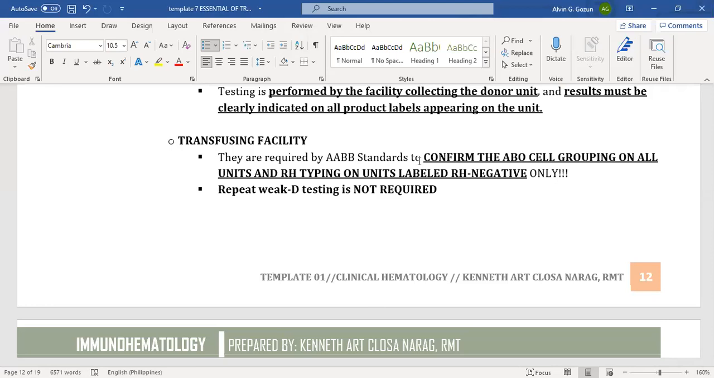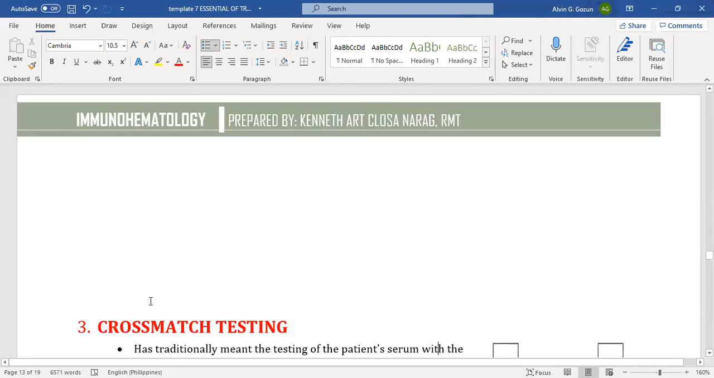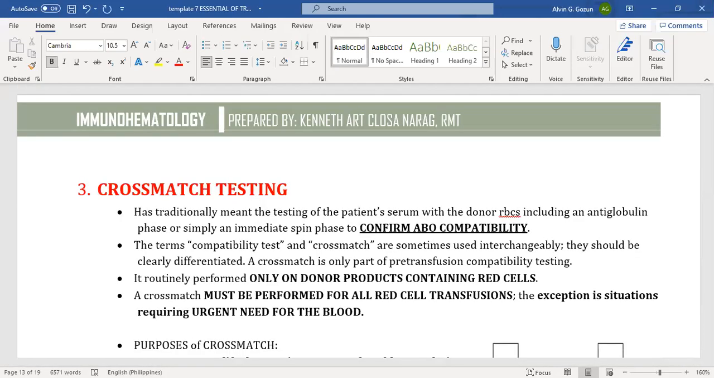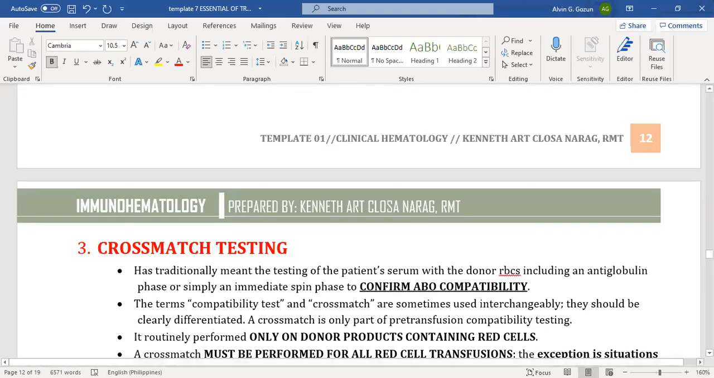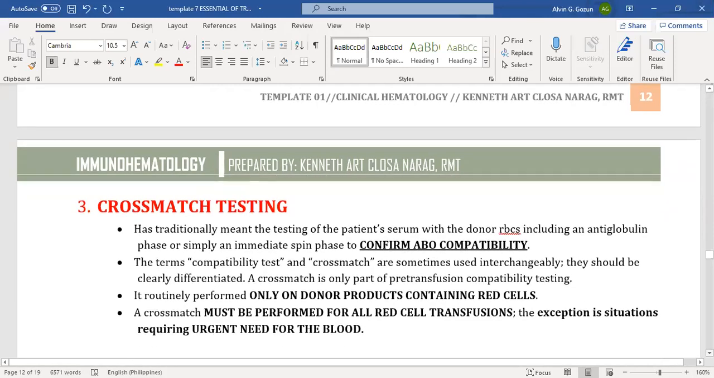Si Divine Mercy Wellness Center, ang kailangan nilang ulitin, ABO blood typing and RH typing. Kapag ang RH blood type ng patient is negative, dun mo lang uulitin. Pero pag positive, no more. Alright? Naintindihan ba? And repeat weekly testing is not required. So that's the difference between collection facility and transfusing facility. Naintindihan ba?